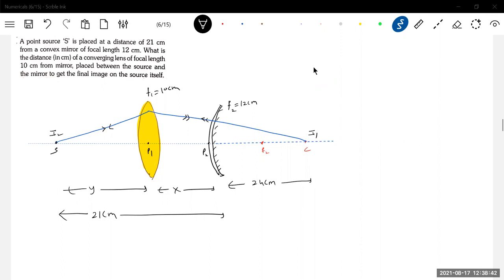Or even this y also, I'll remove it, I'll better write. Because we wanted only x, no? To save time, why write two equations? Only one equation is enough. 1 by 24 plus x... six centimeter. Got it now?